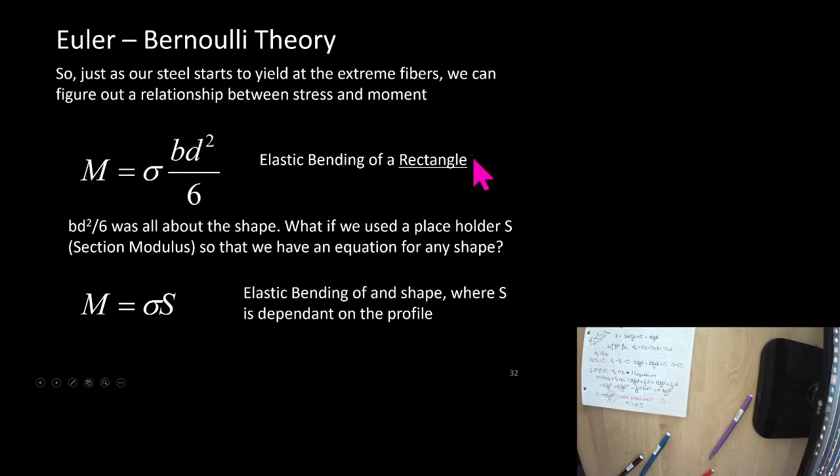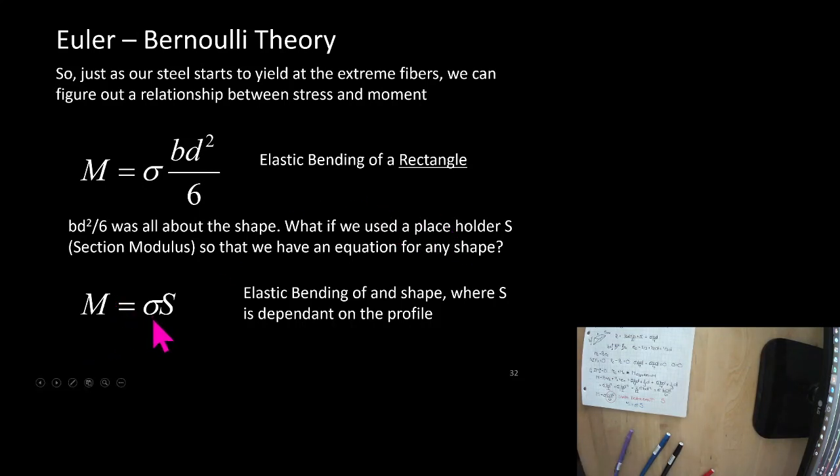So for the elastic bending of a rectangle, the moment equals stress times BD squared divided by 6. But BD squared divided by 6 was all about the shape of the object. We happened to be using a rectangle. So if we just say that that shape property exists for any shape, we can give it a placeholder S. We're going to call that section modulus. That seems like a nice name for it, section modulus, so that we have an equation for any shape.